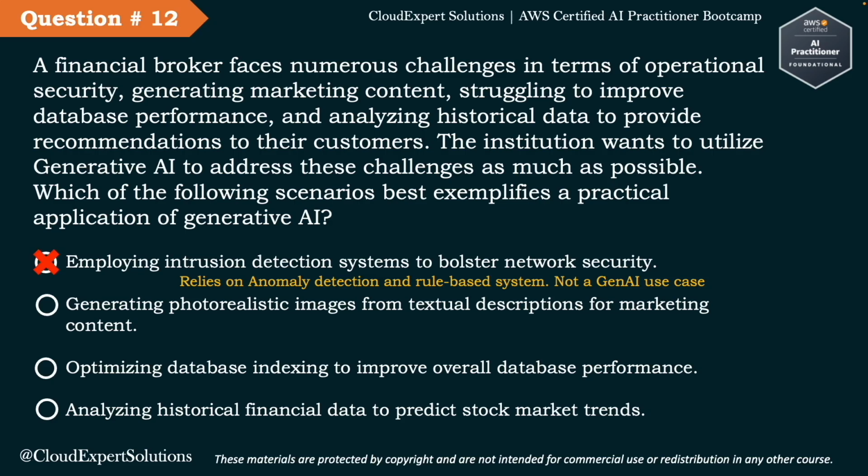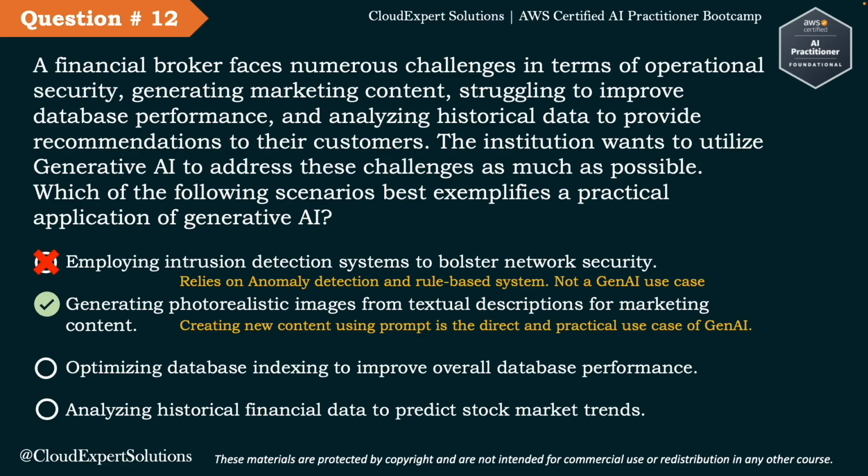Option number 2, generating photorealistic images from textual description for marketing content. This is a direct and practical application of generative AI, which excels at creating new content such as image, text, or audio from prompt. That is why this seems a potential correct option. Let's park it and review the other options.